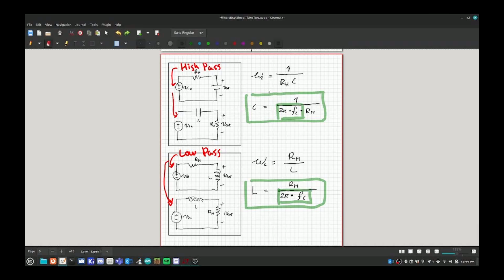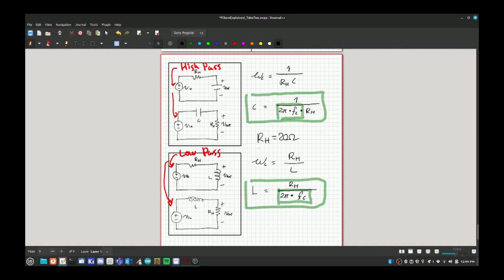Now in this lab, you're going to be asked to measure RH. That RH is the resistance of your headphones. So this is a value you know already. So all you need to solve for is L or C for your circuits. So I have gone through and picked a theoretical value for RH, I set RH equals 20 ohms.